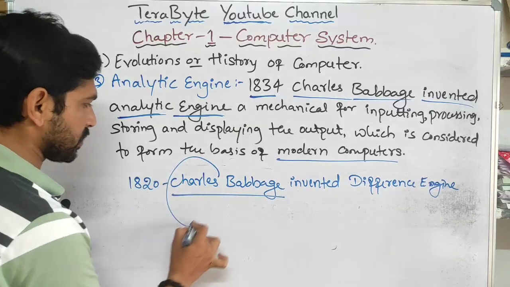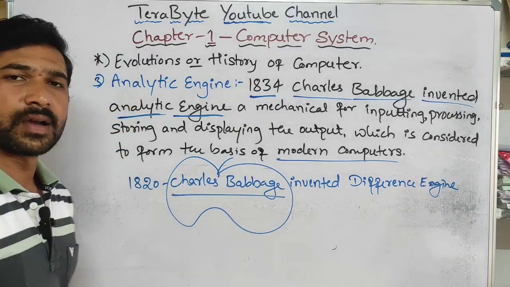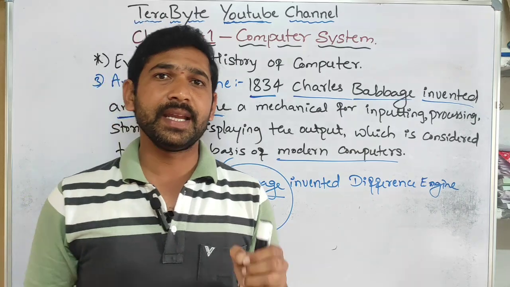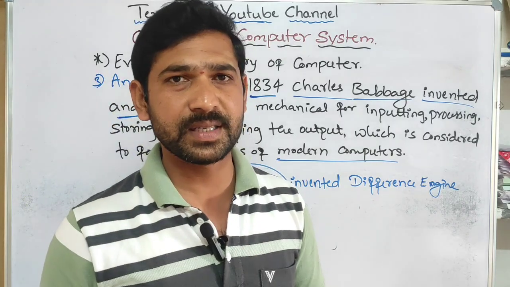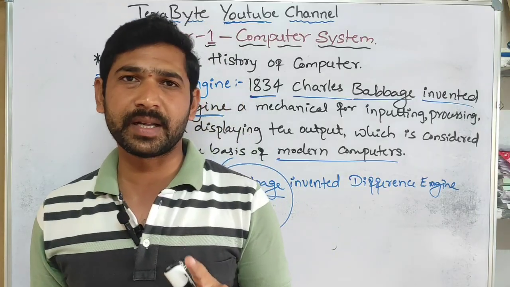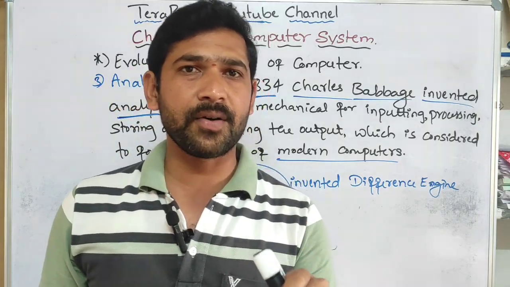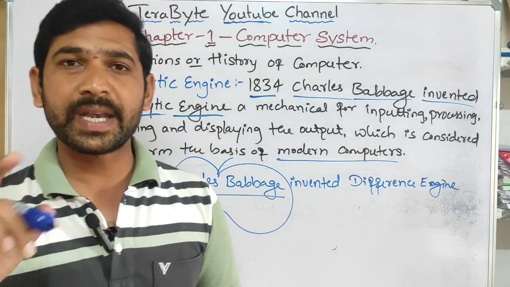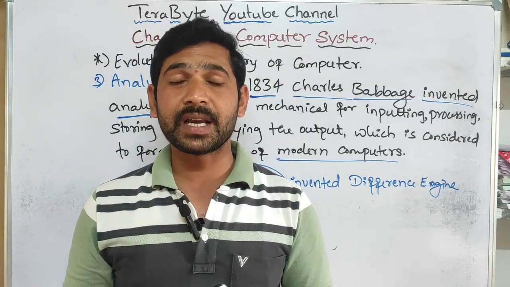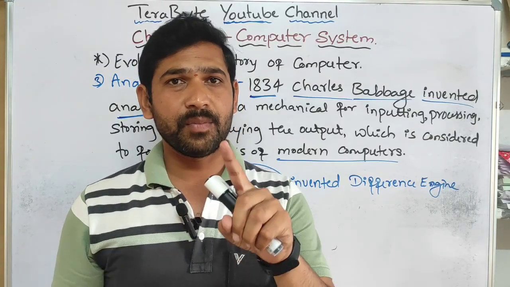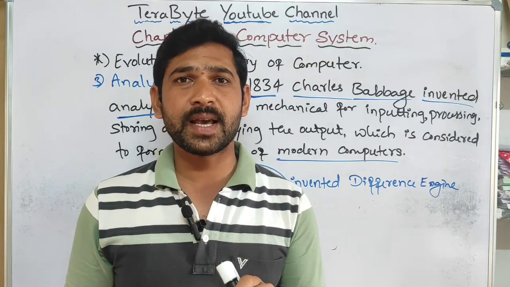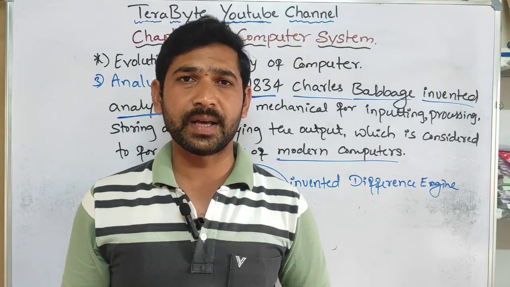So Charles Babbage is known as what? Father of computer. Why? Because in the year 1820, he developed a machine called the difference engine, used to print simple mathematical tables. Later, in 1834, he invented the analytical engine, which was used to develop modern computers. That's why Charles Babbage is known as the father of computer.